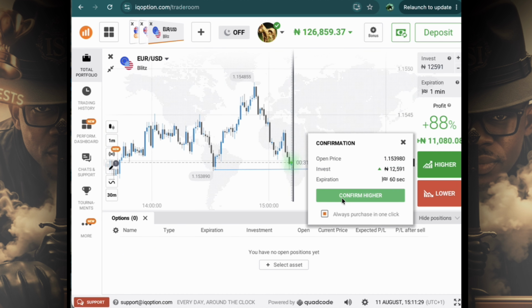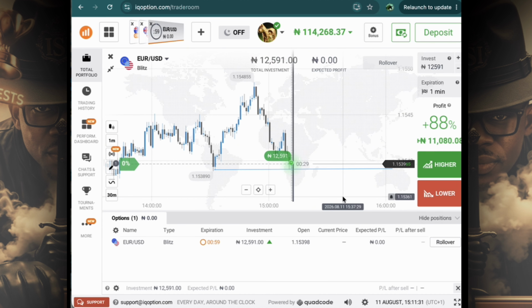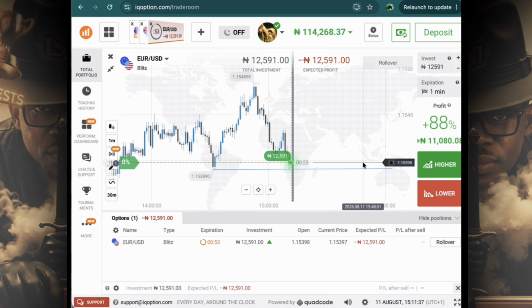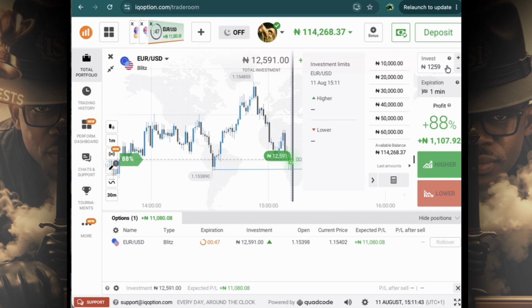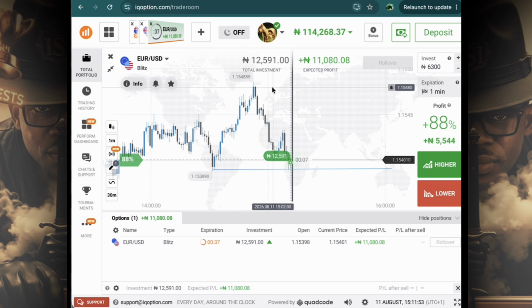Oh no, we go on buy. Boom. Let's go. We are in, guys. We are in on a buy. We want to see. Oh, we have a little problem. Yes. We didn't change the base stake to 6,300 naira. We used the default stake, which is 12,500, and this is a mistake. It is a money management mistake.